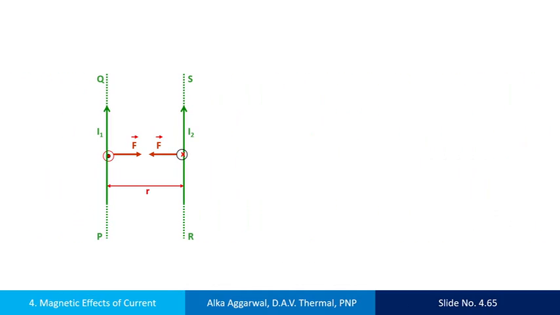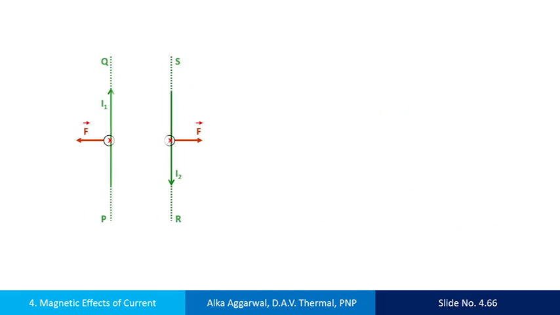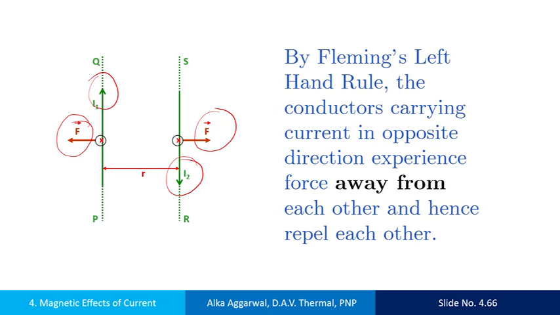Now, when the currents in the two parallel conductors are in the same direction, they attract each other. When the force is towards each other, they attract. So carrying current in the same direction, the force is towards each other and hence they attract. When the direction of the current is opposite, the force is also in the opposite direction. It means the conductors repel each other.